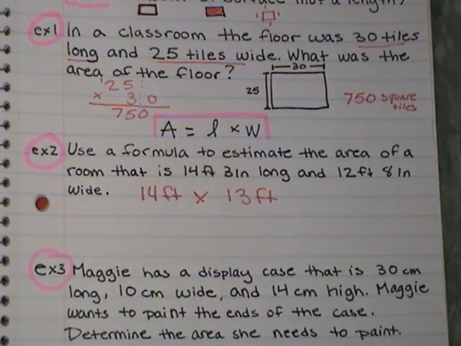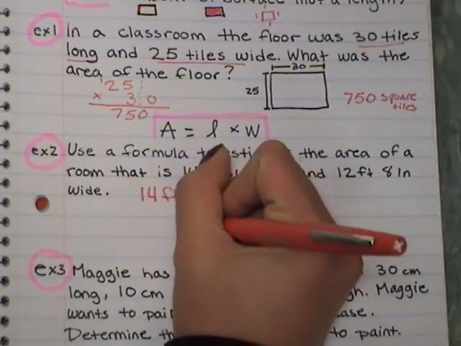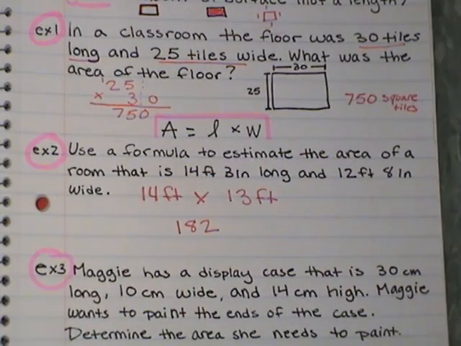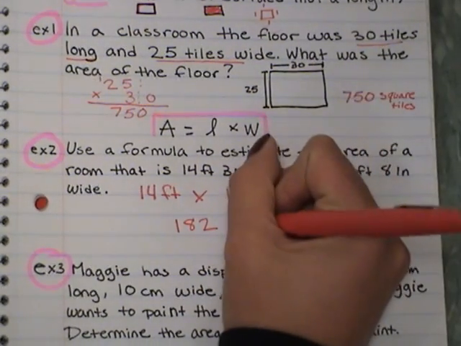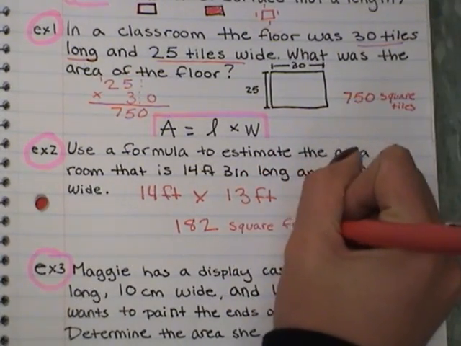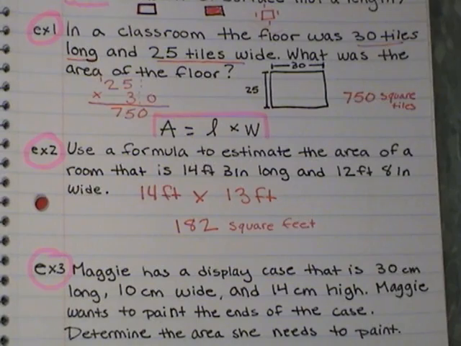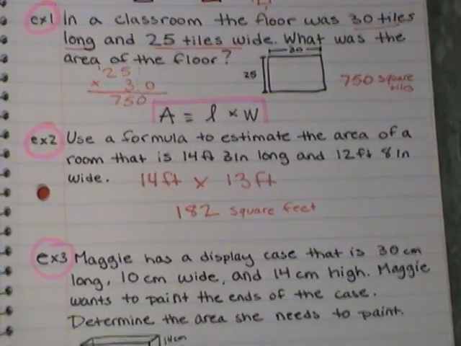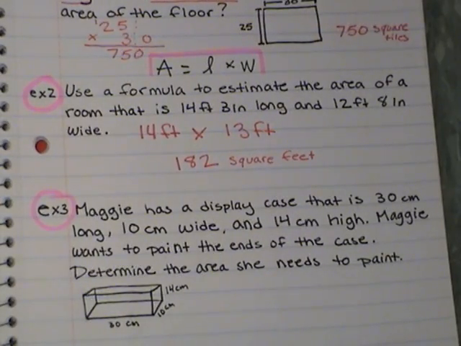Alright, and when you multiply them, you should get 182. Now, what is my unit of measure? What is my unit that I'm going to put at the end? If you said feet, you're half right. But like I said before, it's going to be square feet. And that is my correct answer. Alright, and for the last example, kind of a long one.